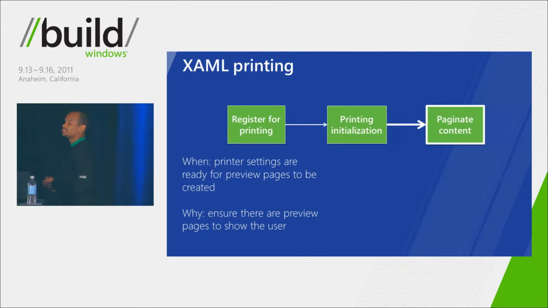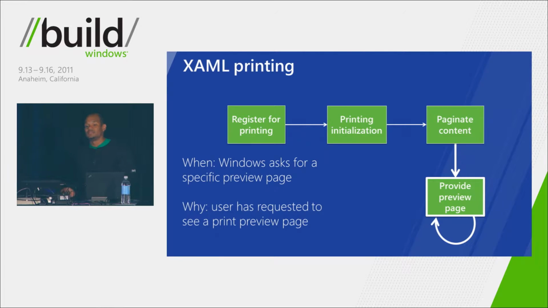After printing initialization, you're called back to paginate your content. In some cases, this might be as simple as providing your root visual to Windows to print, if you just want to print what's on the screen. However, if you have a more complicated app like a reader, you may want to go through all your content and create different pages out of it. The pagination step is where you would do this.